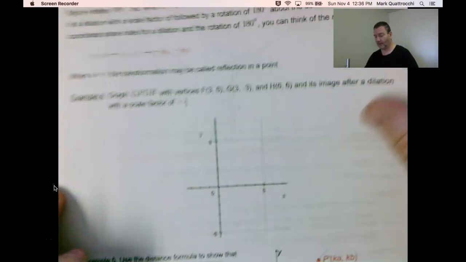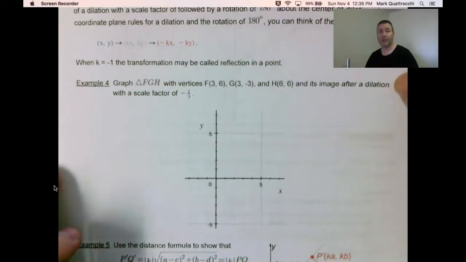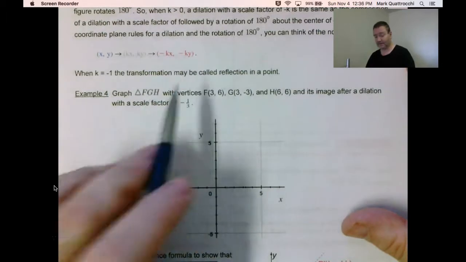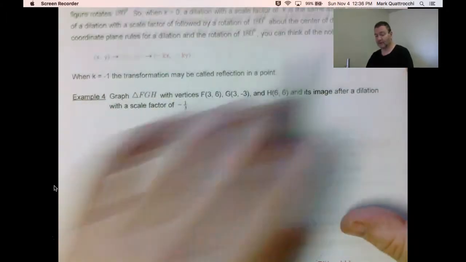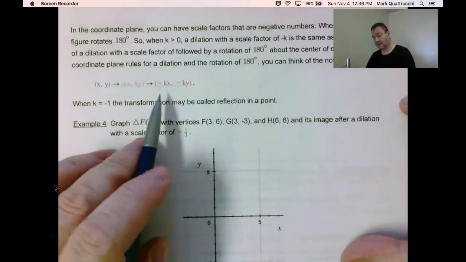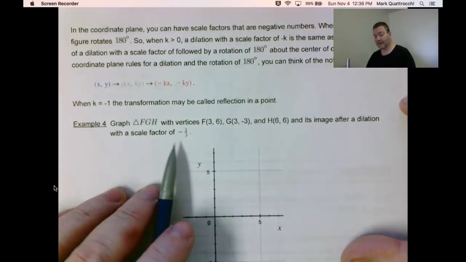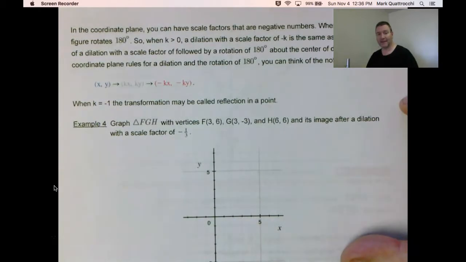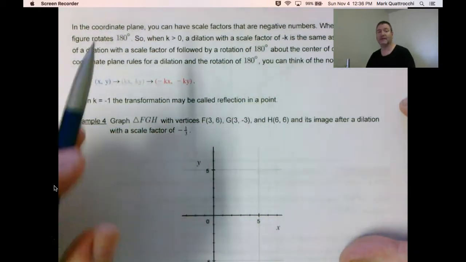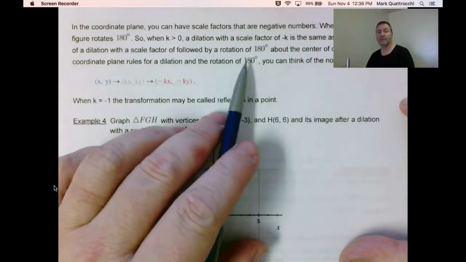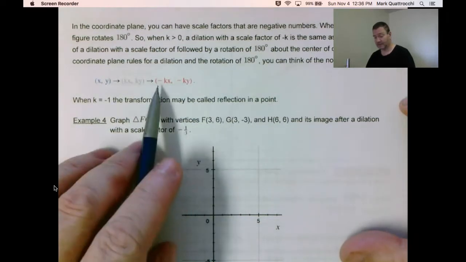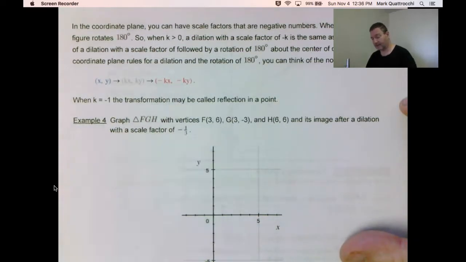Example 4 is dilation in a point, or reflection in a point. So we're doing a negative scale factor this time. You want to read your definitions on what a negative scale factor is. We can still just multiply the coordinates by that negative scale factor, but what's happening is we're doing a reflection and then a rotation. We're doing the dilation and then we're doing a rotation of 180 degrees. But the easiest way to do it, again, just multiply the coordinates by the scale factor.